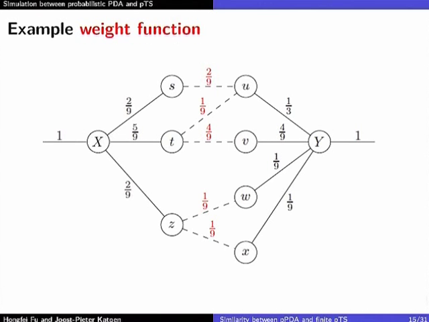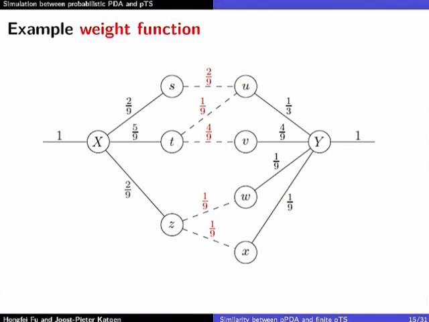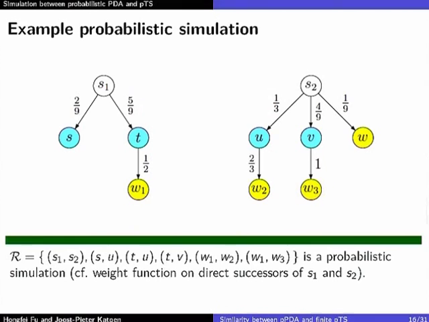If such a weight function exists, then this distribution is being simulated by the other one. Good. And here is an example of two probabilistic transition systems based on the same example. This state is being simulated by that state. Why? Well, it's exactly the example that I had on the previous slide, 2 over 9 and 5 over 9, plus 2 over 9 to some deadlock state Z. These are exactly the successors of S1. And here you have these three successors, which correspond exactly to these three. And then there is a certain deadlock state, which I can reach with 1 over 9. Because there is such a weight function, it means that S1 is being simulated by S2.